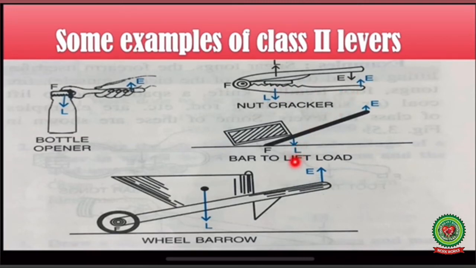Similarly, a bar used to lift a load. This is the load. Fulcrum at which this rod is fixed and here we apply the effort. So this is an example of class 2 levers again. One more example, a wheelbarrow. Here we carry the load. So this is the load. This is the fulcrum and here we apply the effort. Load is in between fulcrum and effort. So this is an example of class 2 lever.